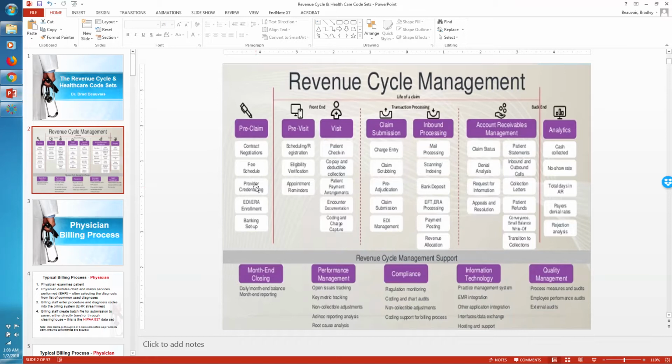All right. Now, of course, with Medicaid and Medicare, when we start talking about contract negotiations, those are, well, I won't say non-existent, but they're severely more limited than what we might find with a commercial insurer, right?